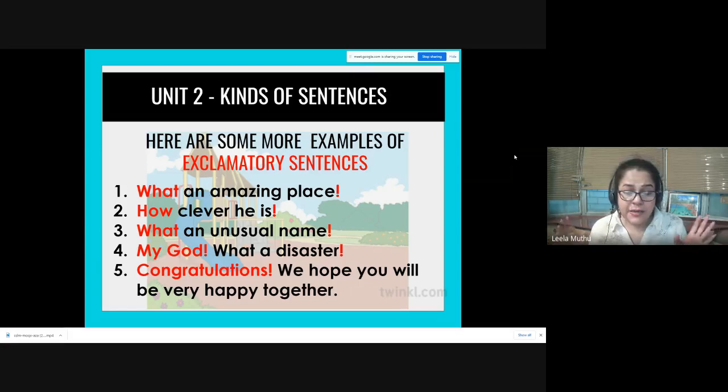Exclamation. My God! Interjection. What a disaster! Exclamation. Congratulations. We hope you'll be very happy together. Congratulations. Okay, that is the exclamatory part of the sentence. It is an interjection. Okay, so these are exclamatory sentences.